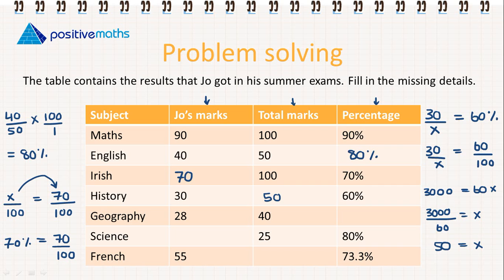So pause the video and see if you can fill in what he got for geography, science and French. So for geography we need to find the percentage, which will be similar to what we did for English. Science, you need to find Joe's marks, which is the same steps as we took for finding the marks for Irish. And for French, we're looking for the total marks, which is the same steps that we did for history. So pause the video and see if you can fill in these 3 blanks.